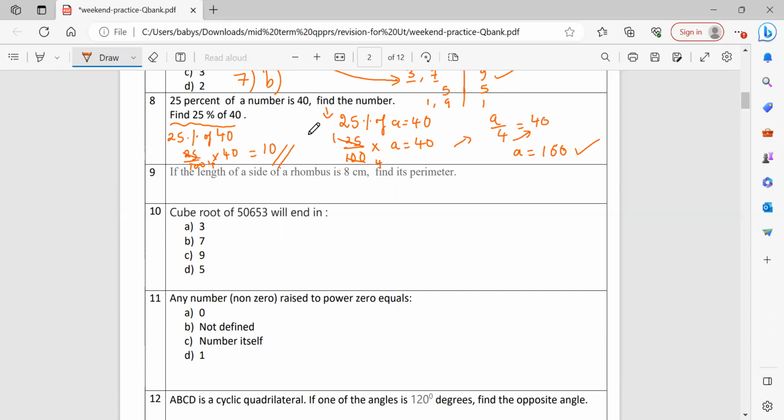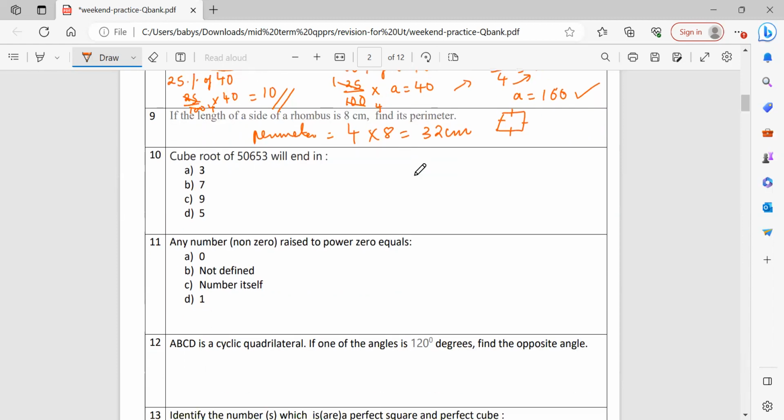Next. The length of the side of a rhombus is 8 centimeters. Find its perimeter. Perimeter will be 4 times the side of the rhombus, 4 into 8, which is 32 centimeters in this case. If you have options, be careful, and you should know the formula. It's 4 into 8, because a rhombus has all the sides equal. And let's see the SAT analysis of square and rhombus later so that we can compare and contrast.